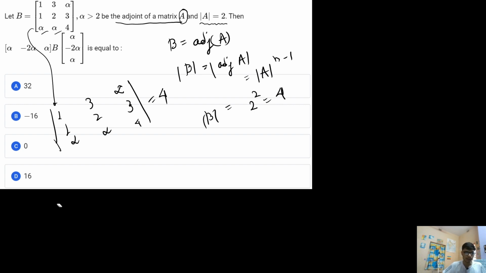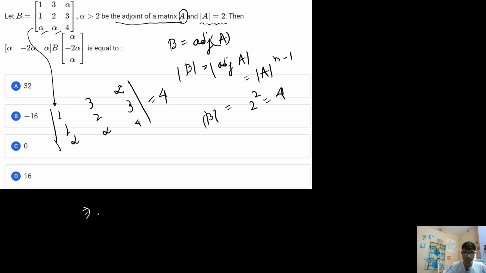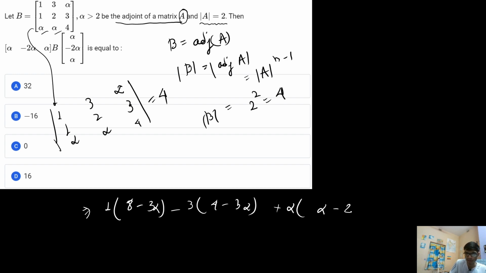Now if I apply some transformations and simplify the result, it will be wonderful. I guess transformation will not be that helpful. If you directly solve the question, there is no problem either. So if I directly approach the result, expanding this determinant along the first row, I get 8 minus 3 alpha, minus 3 times 4 minus 3 alpha, plus alpha times alpha minus 2 alpha, that is equal to 4.